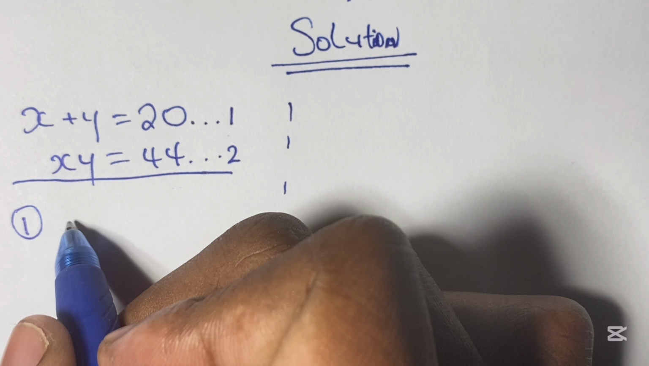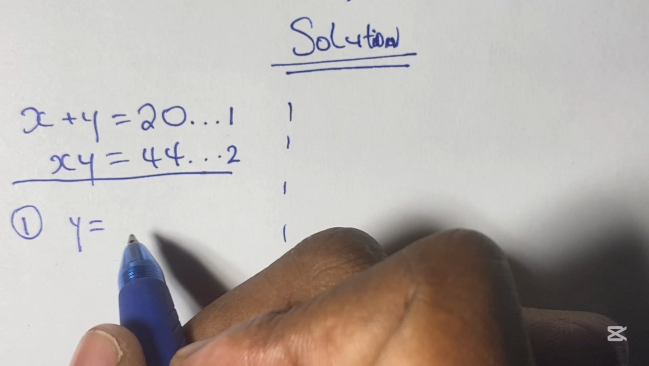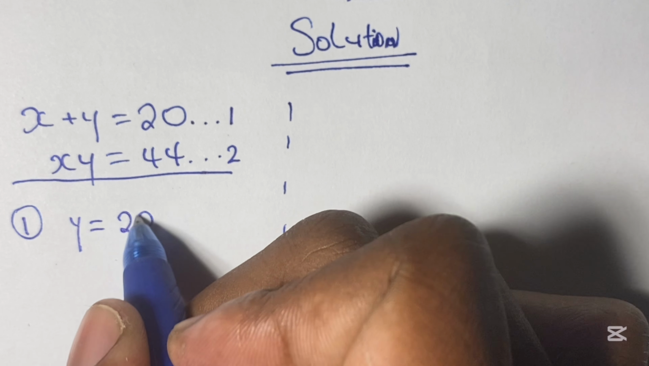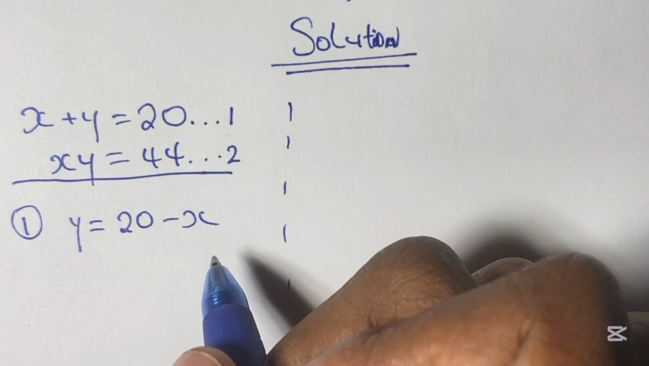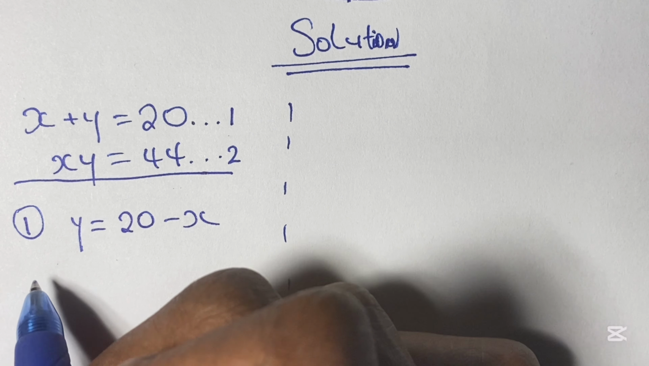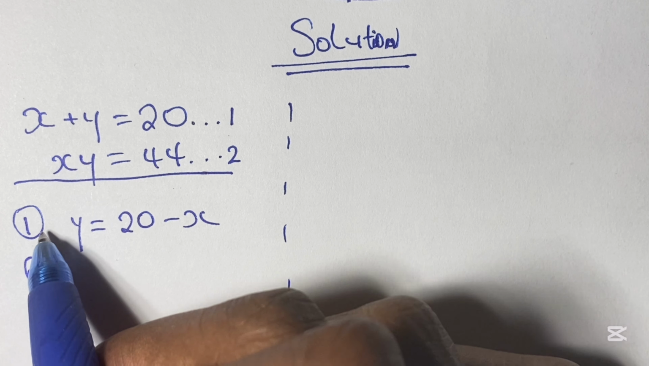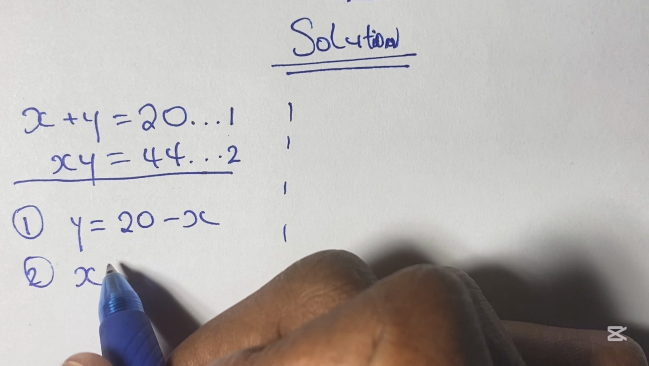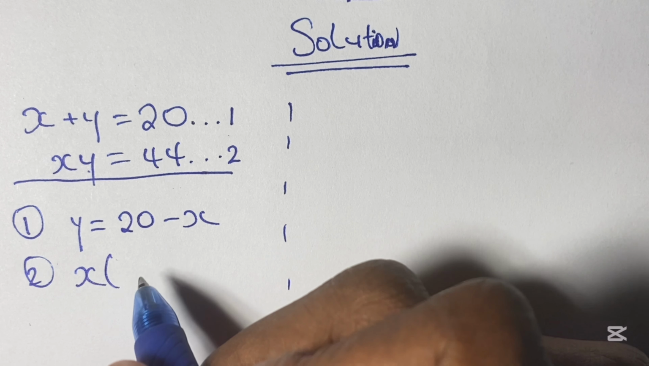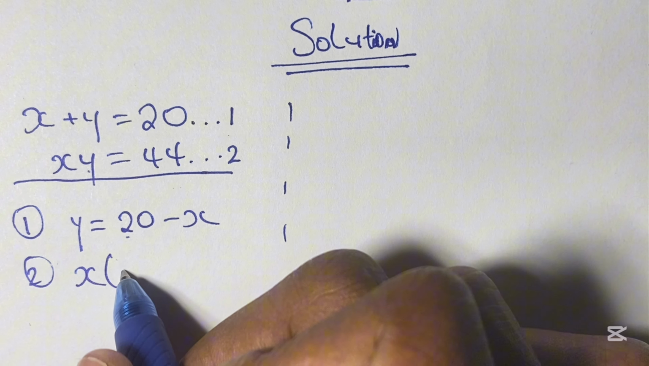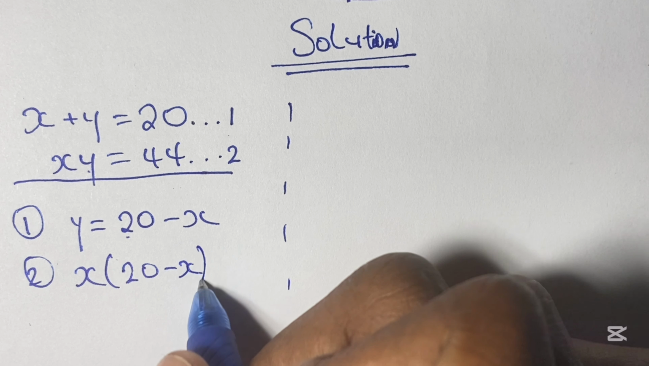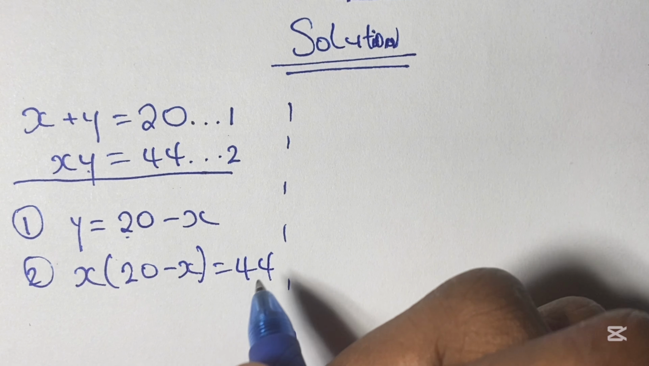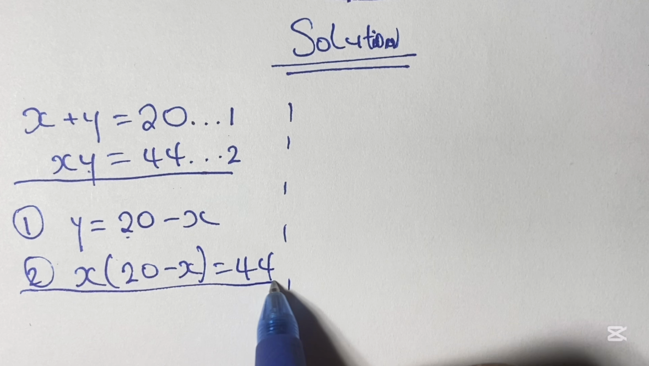Now we can rewrite equation 1 as follows, where we set y to be the subject of that equation and set y is equal to 20 minus x. So that for now will be the value of y. So we can substitute equation 1 into our equation 2 as follows: x times the value of y, which is 20 minus x, and this is equal to 44.